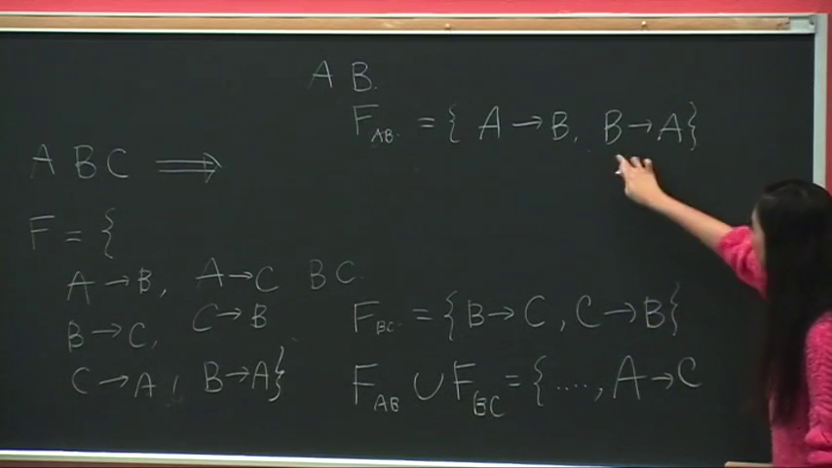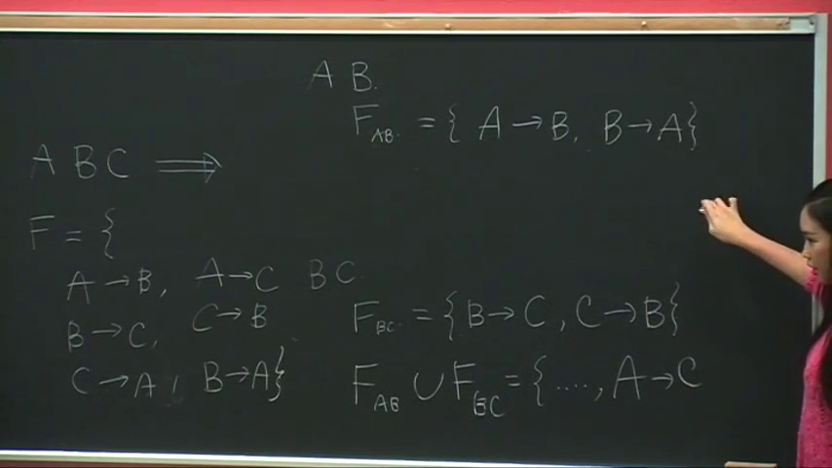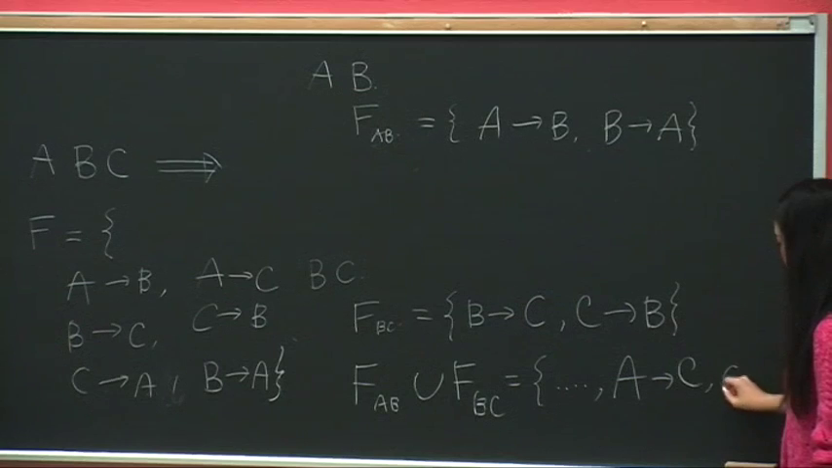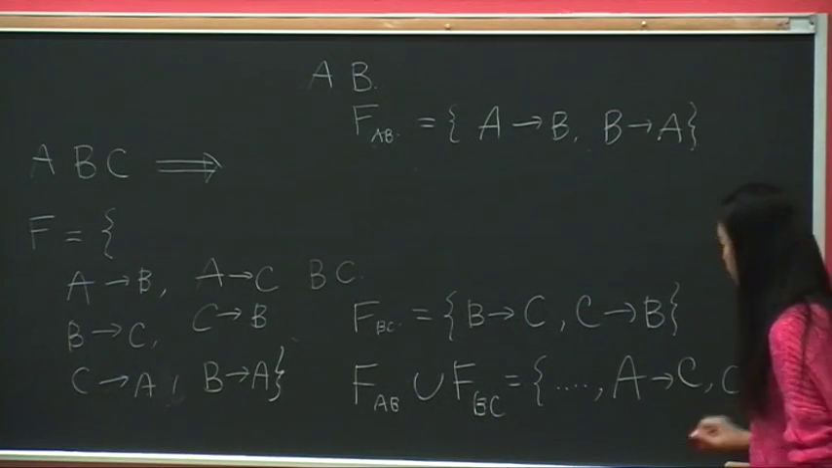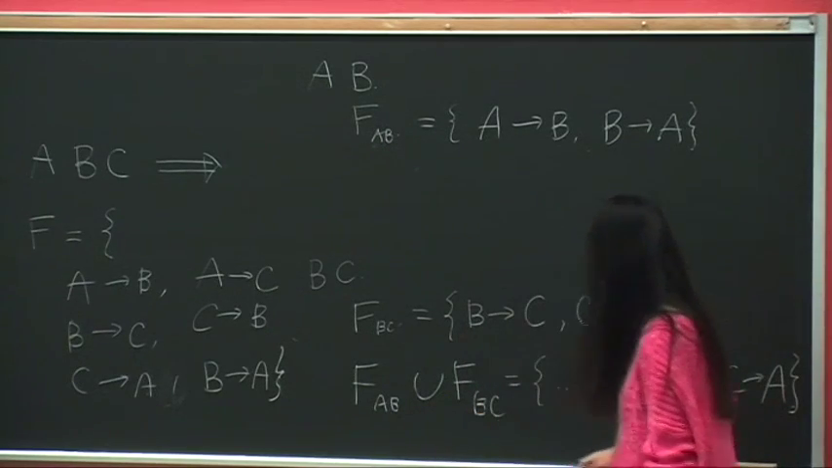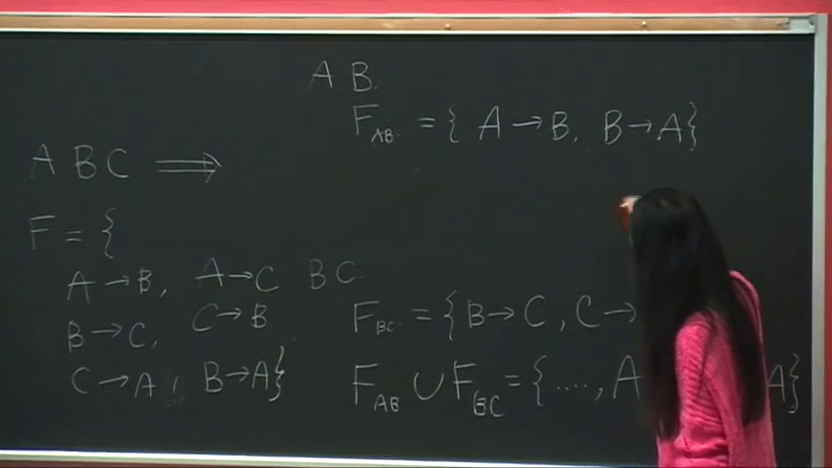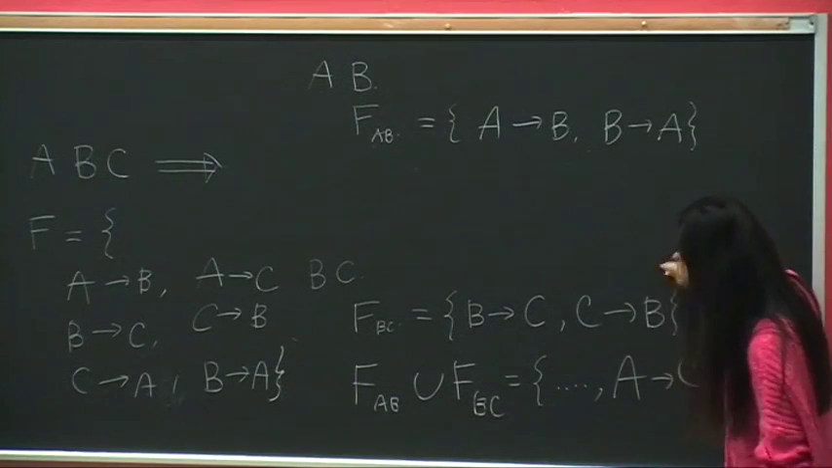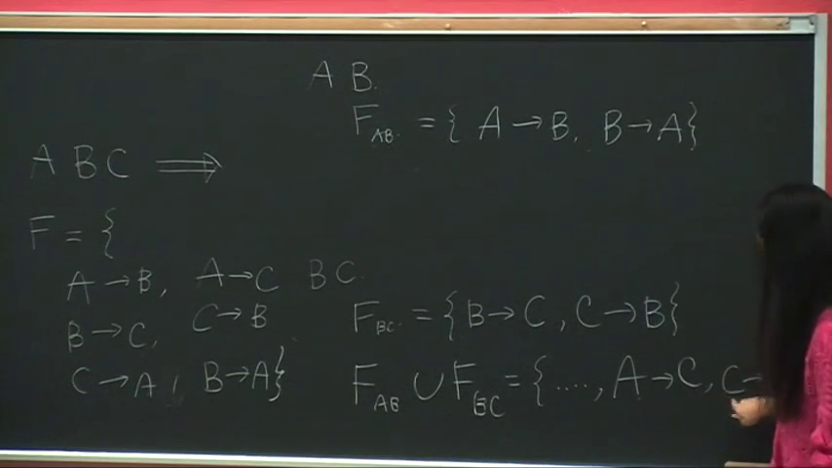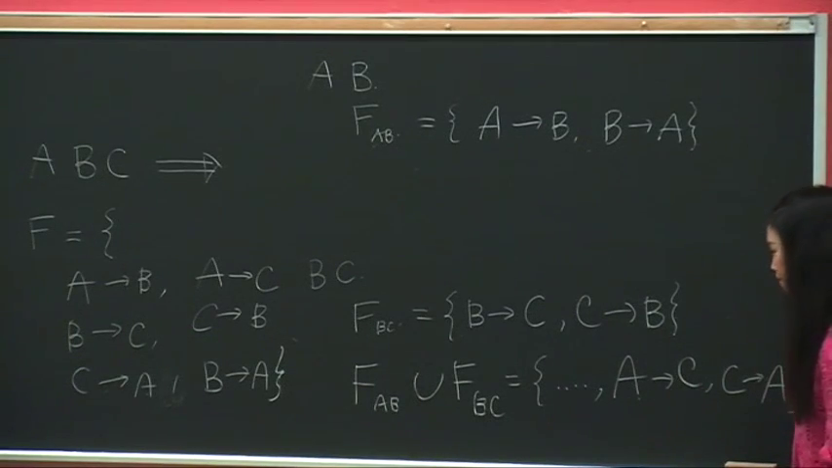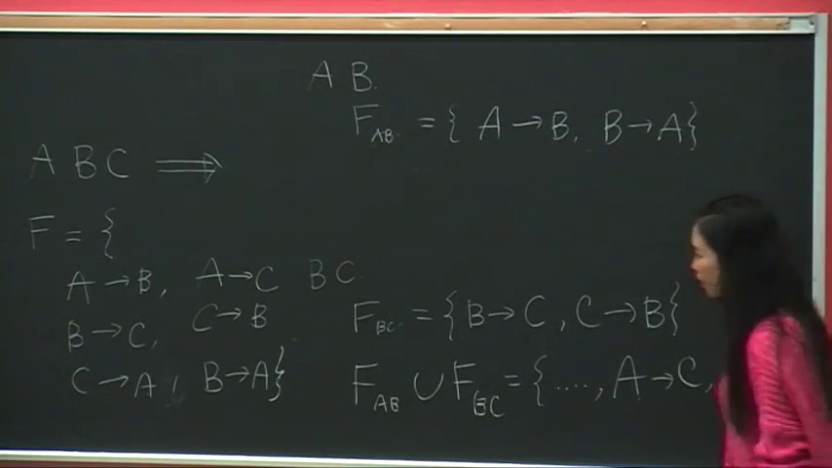We go this way, and we have C determines A. Okay? So in total, when we have them together, you see we have A determines B, B determines A, B determines C, C determines B, these 4, plus A determines C, C determines A. Alright? And before we take the closure, we go back there.